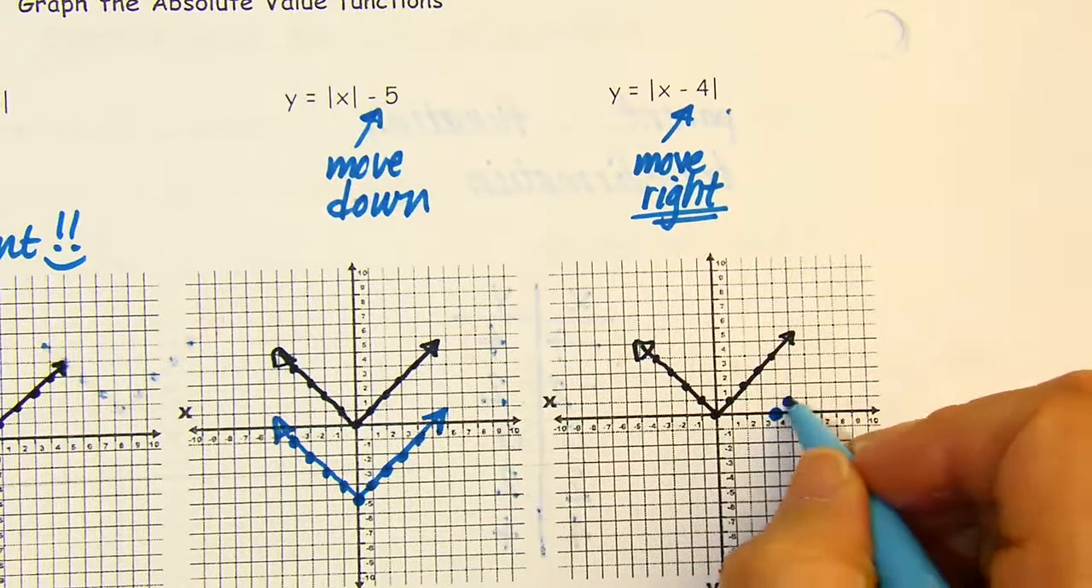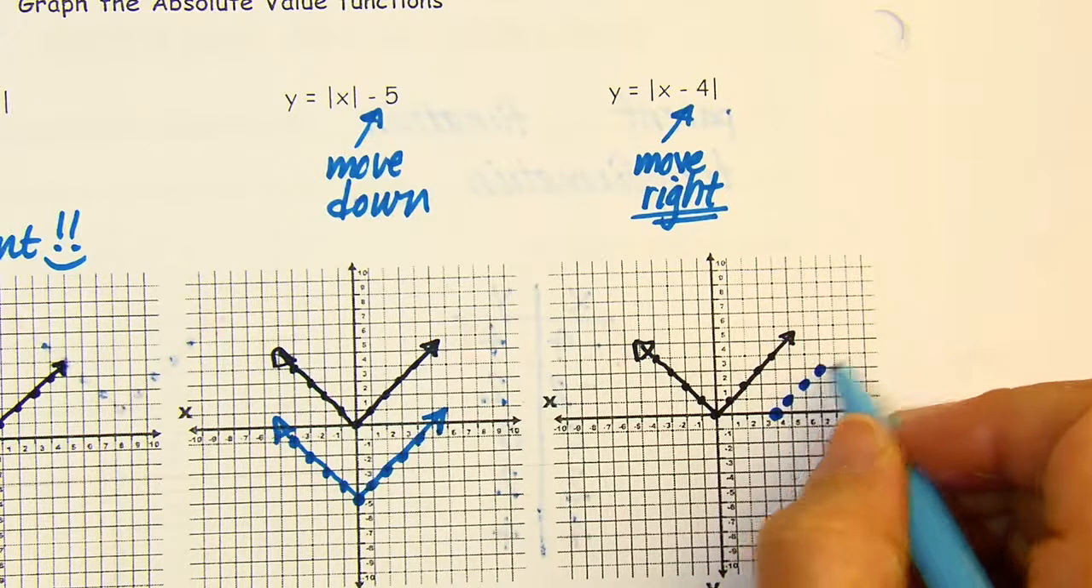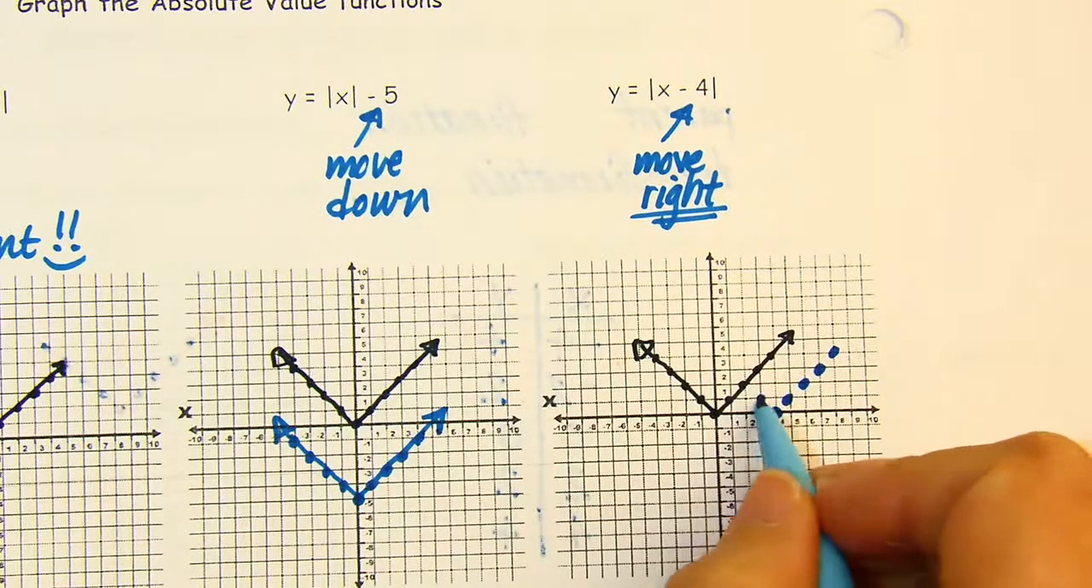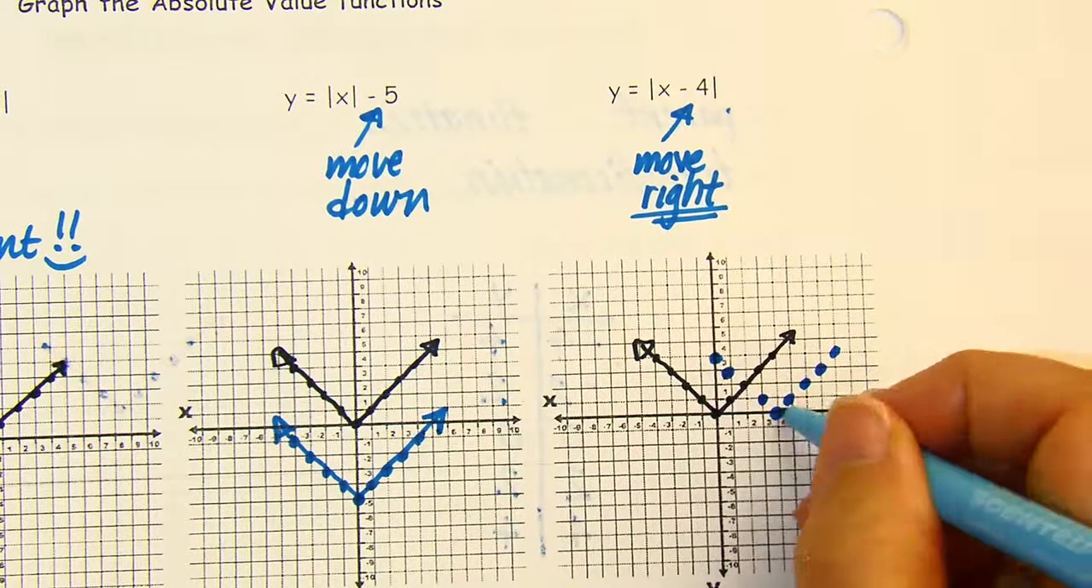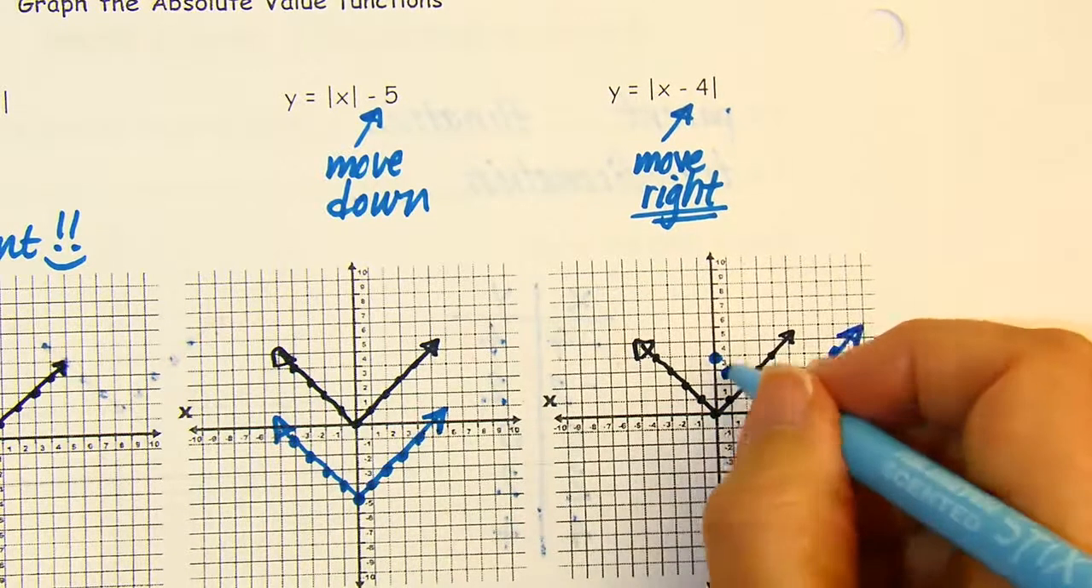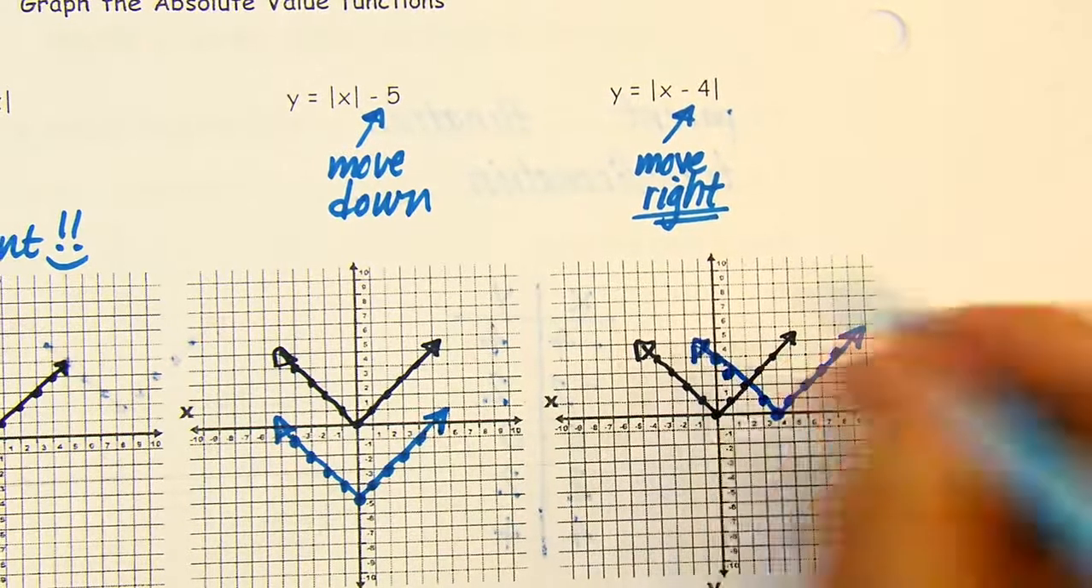Nothing else is going on. I'm not moving it up or down. It was just a horizontal shift, and no stretching, no shrinking. And I draw my graph.